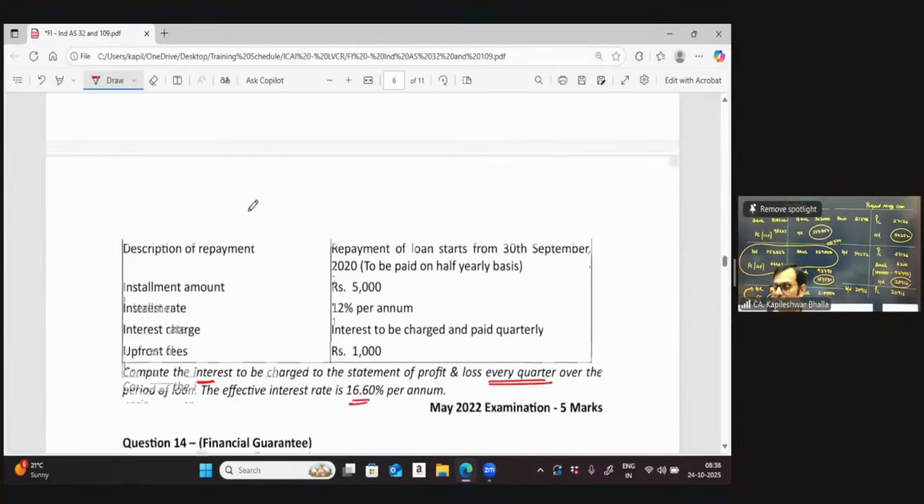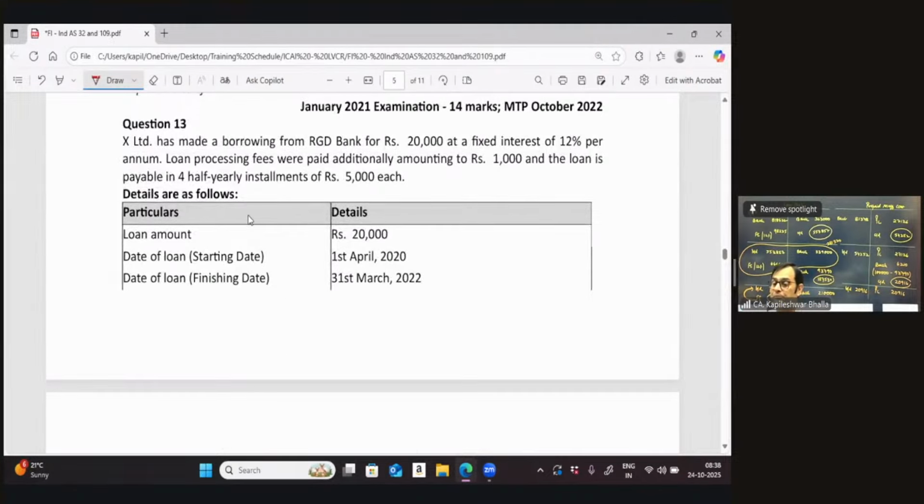Now let's go back to the requirements and the dates. It says X made a borrowing from RGD Bank for 20,000 at a fixed rate of 12% per annum. There is a loan processing fee which is paid additionally, amounting to 1,000. I can't stop myself from asking a question now. What is going to be the accounting treatment of this processing fee? You need to be clear on the accounting treatment for the processing fee.